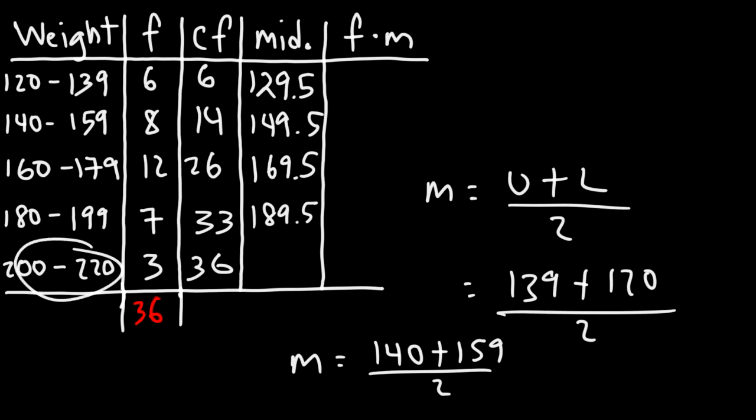Now the midpoint between 200 and 220 is 210. If you add these two, you're going to get 420. 420 divided by 2 is 210.